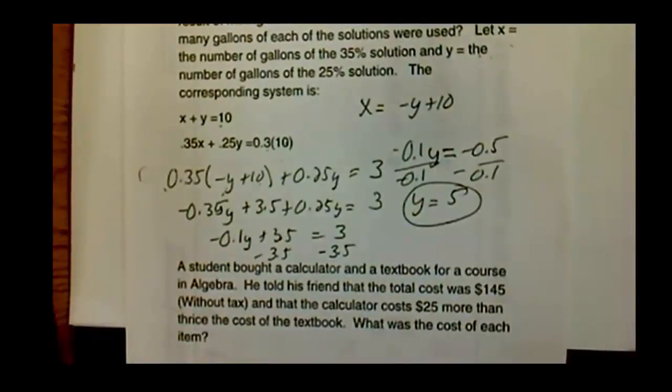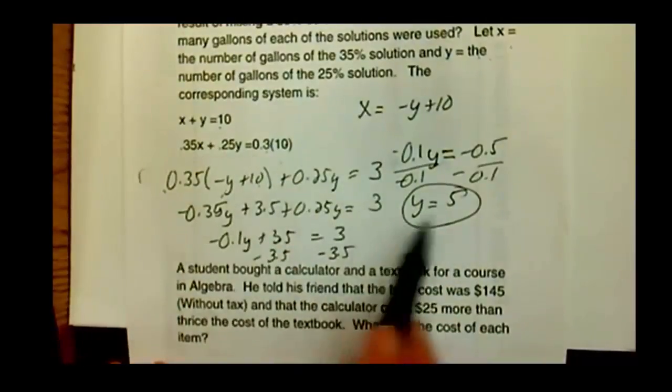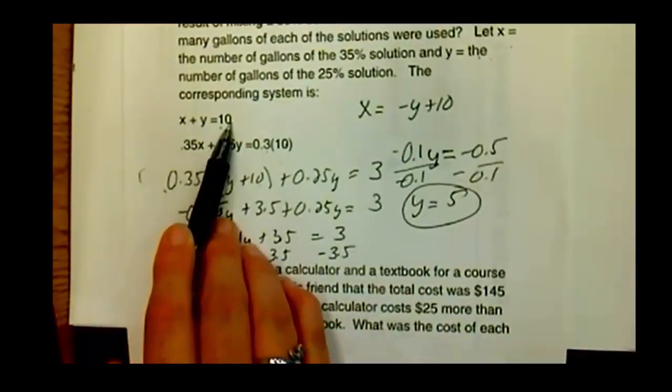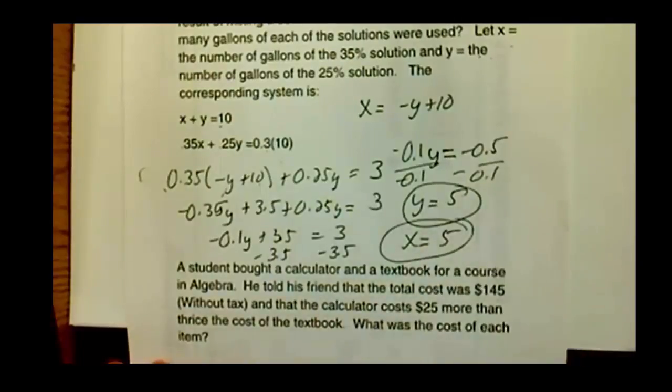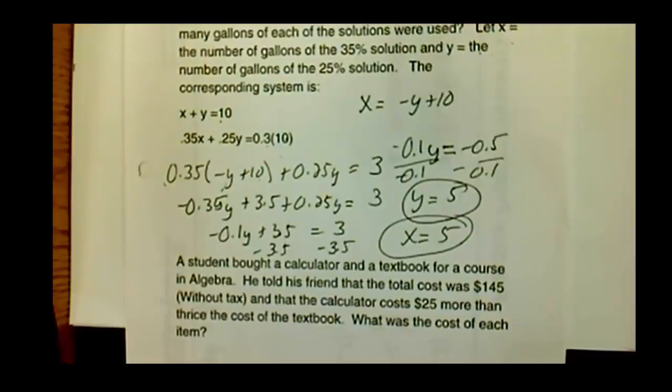So if I have 5 gallons for the 0.25 solution, how many do I need of the other? Plug it back in, put 5 back in here, subtract it from 10, and we'll find out that X is also equal to 5. So I would need 5 gallons of each type to work my problem through. So once you get that system, then you can plug your stuff in and come up with what your solutions happen to be. Okay or not okay?